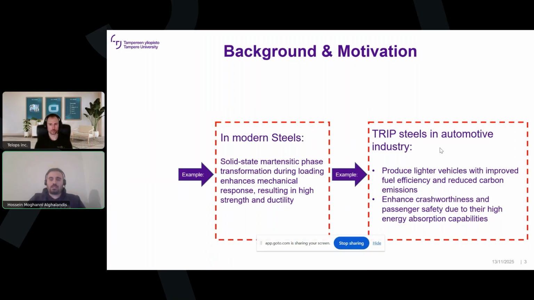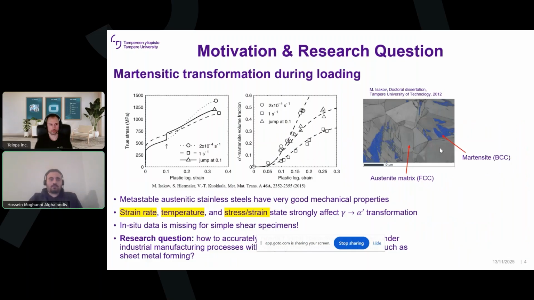At the same time, they enhance the safety of the passengers because they have high energy absorption capabilities. So, with this in mind, we took metastable austenitic stainless steel 301 because, thanks to this TRIP effect, it has good mechanical properties. For example, you can see here under loading, the austenite grains transform to martensite grains.